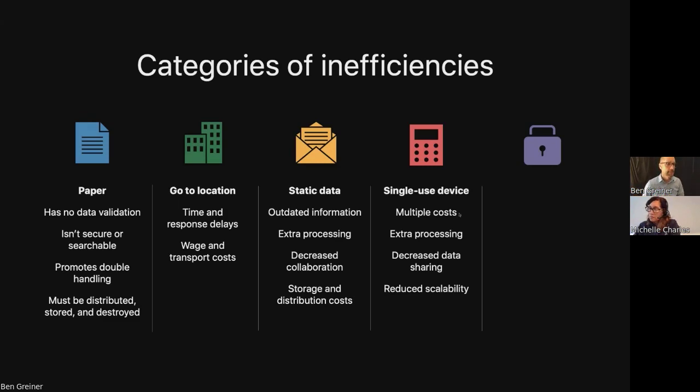Looking at the list here, multiple costs, extra processing, decreased data sharing. Let's see, I'm trying to remember exactly what all of these really mean, but the idea is a single-use device. Think about, can you use that device in multiple ways for multiple systems, for multiple workflows to increase how you share things or how you get access to data. Does that make sense, Michelle? I know it's kind of vague because I'm looking at these bullet points and not quite translating them very well.